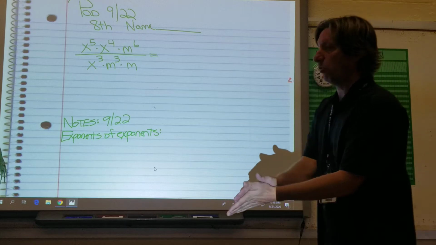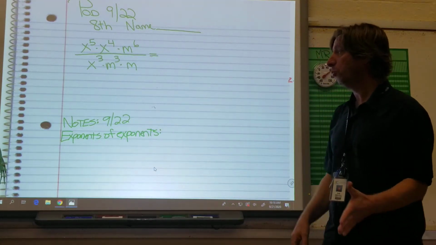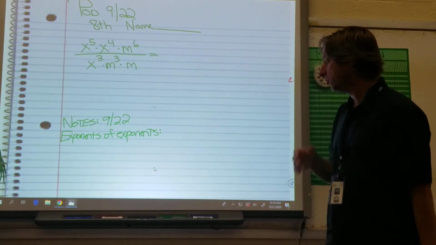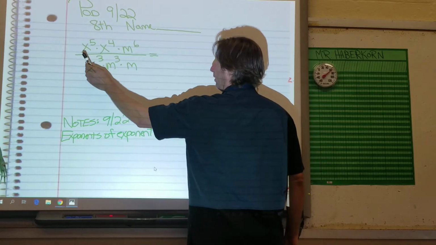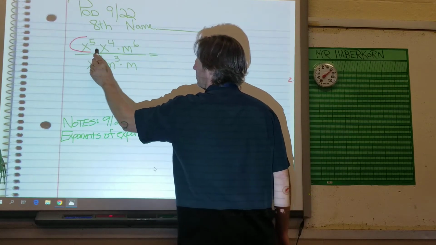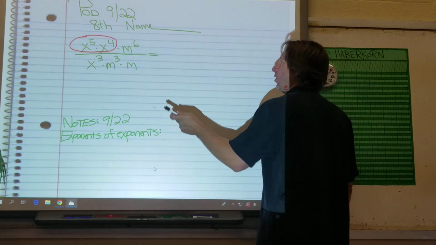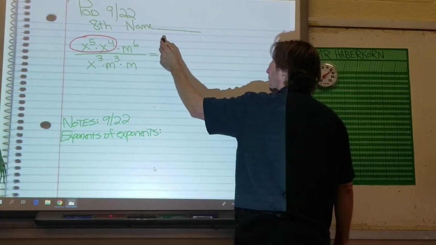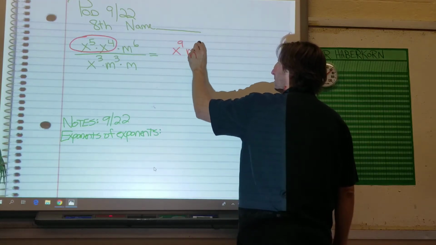All right, so take a look at this. Remember, we're trying to find ones with the same variable, right? So we're going to look at the top first. If I look at the top, I can see that I can combine these two together: x to the 5th and x to the 4th. We know if we're multiplying, we just add the exponents. So now on the top, I have x to the 9th, m to the 6th.